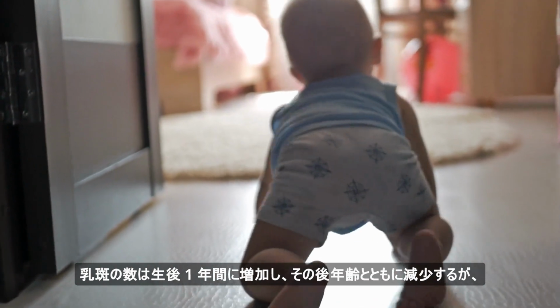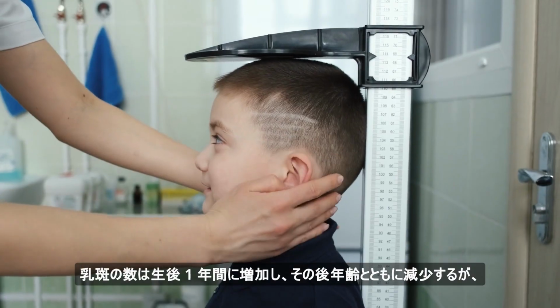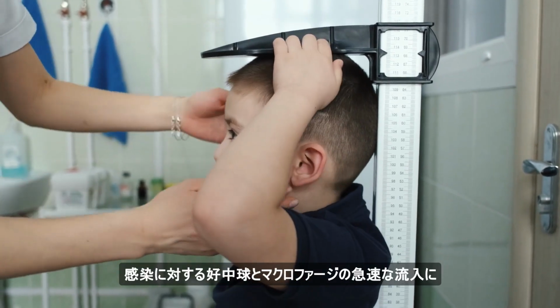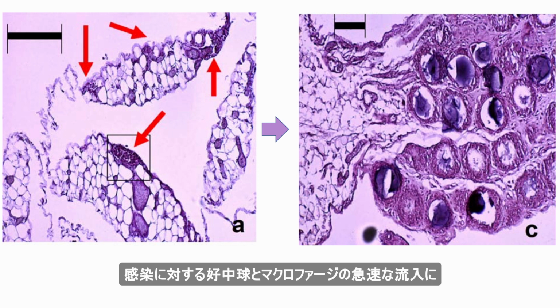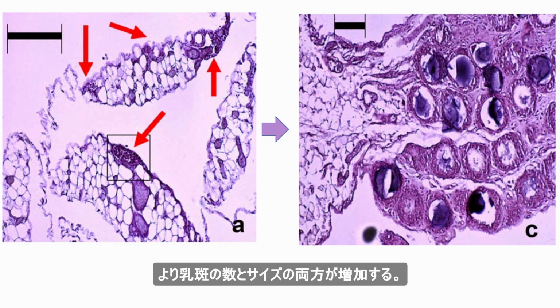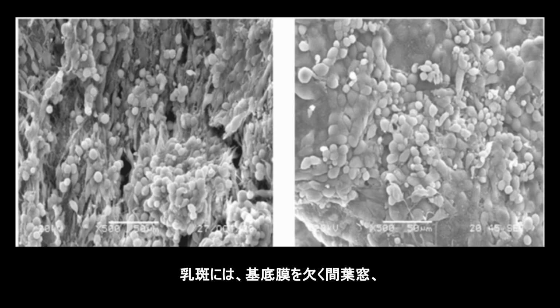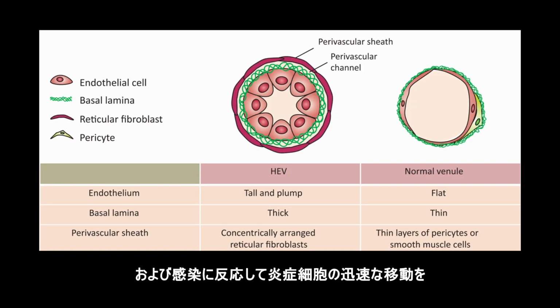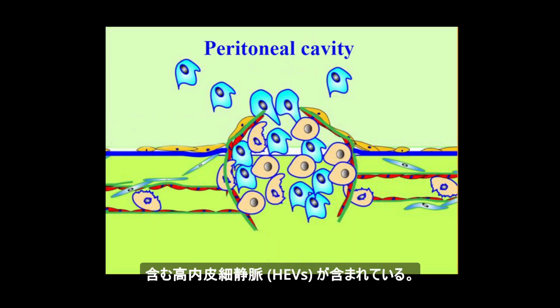The number of Milky spots increases during the first year of life and then decreases with age, although both the number and size of Milky spots increase in response to infection due to a rapid influx of neutrophils and macrophages. Milky spots contain mesenchymal fenestrations that lack a basement membrane, as well as high endothelial venules, or HEVs, which contain distinctive cuboidal endothelial cells that allow rapid transit of inflammatory cells in response to infection.